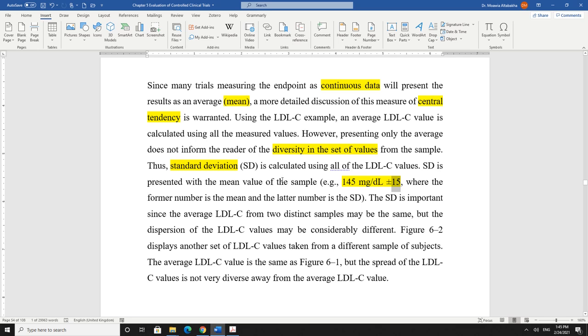Okay, if I take 3 multiplied by the standard deviation, which is 45, in this case the range will be from 100 to 190, from 100 to 190. This means about 99% of the subjects in your group will lie in this range. So now all of you should be aware of what standard deviation represents.